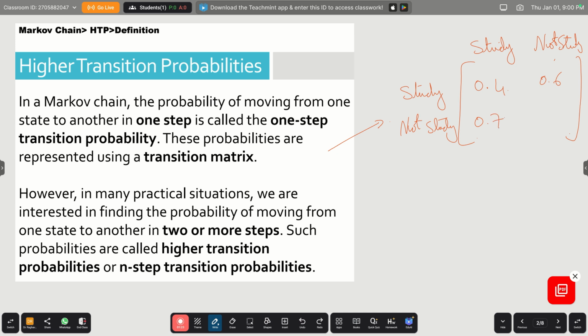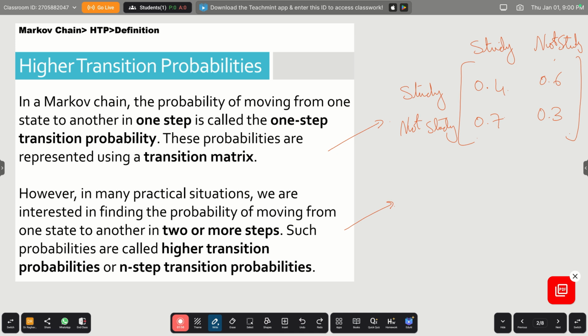In that case, not studying today and tomorrow also not studying, the probability may be 0.3. So this is one step because I am talking about what happened today and what might happen tomorrow. Now, what if I want to calculate the probabilities, let's say after 10 days? Suppose today I have studied. What is the probability that after 10 days, exactly after 10 days, I study?